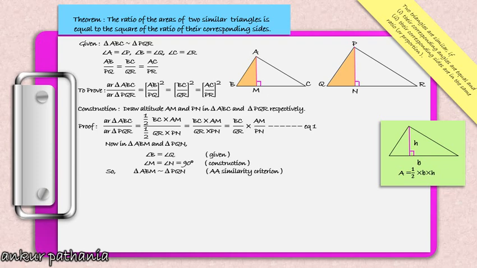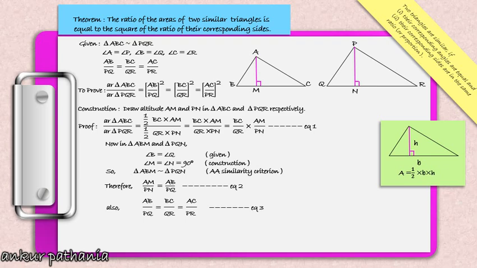Now, these two triangles have become similar, therefore, their corresponding sides will be in the same ratio. Therefore, we get AM upon PN is equal to AB upon PQ. Also, we are given that AB upon PQ is equal to BC upon QR is equal to AC upon PR, because ABC and PQR are similar triangles.